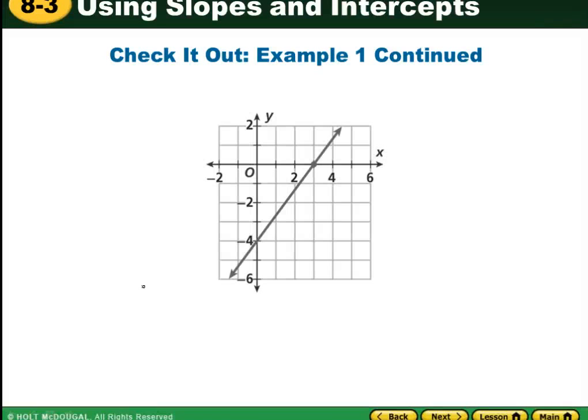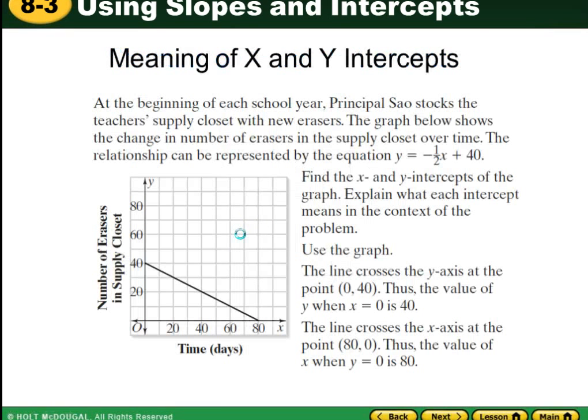Alright, and then here is the graph when we graph it. So we have +3 on the x-axis and -4 on the y-axis, and then we just connect the dots. Alright, let's go ahead and see what the meaning of the x and the y-intercept is, what they can tell us once we look at them on the graph.